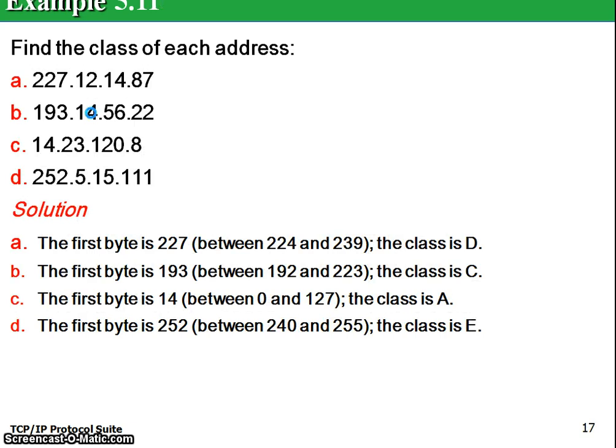Here the examples are given in dotted decimal format and you have to find which class it is. Okay, for example, let's take 14.23.120.8. 14 indicates it lies between 0 to 127. That means this IP address is of class A.